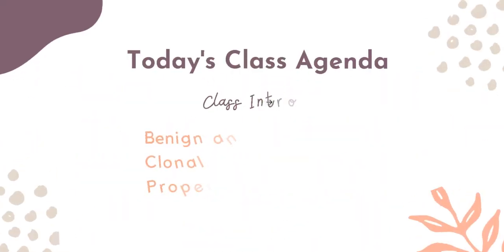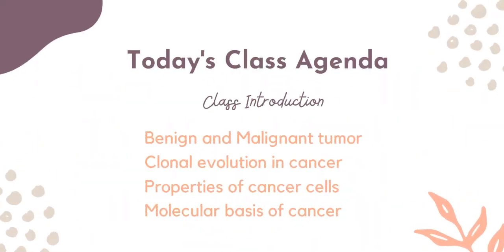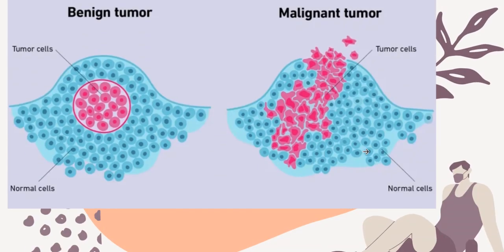Now, the main agenda which we need to read about this topic: these are benign and malignant tumor, clonal evolution in cancer, properties of cancer cells, and at last we will check the molecular basis of cancer. So first we will see about the benign and malignant tumor.